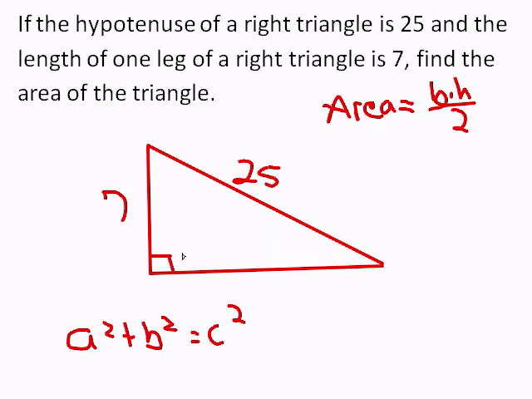Now c is always the hypotenuse, and a and b don't really matter, they're just the legs. So I'm going to say 7 squared plus, we don't know what our base is, b squared equals 25 squared. So we get 49, and actually we can use a calculator for this. 49 plus b squared equals 25 squared.